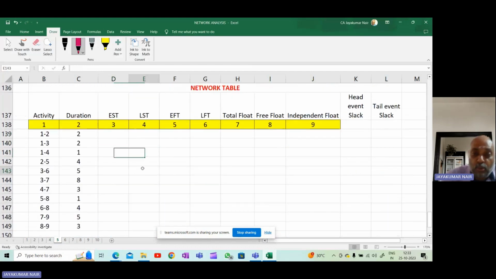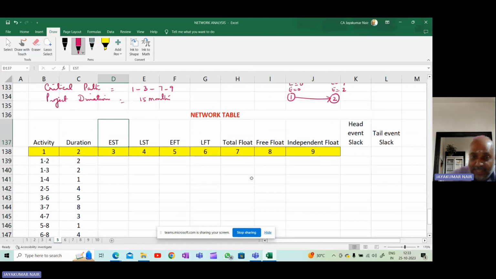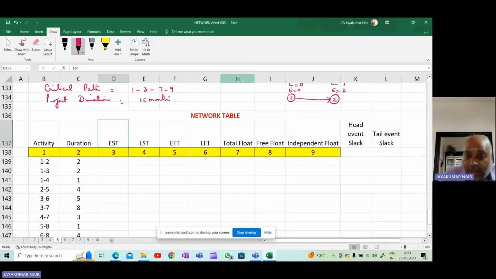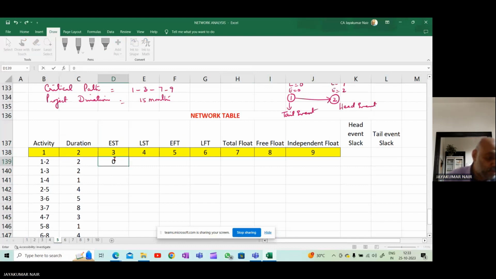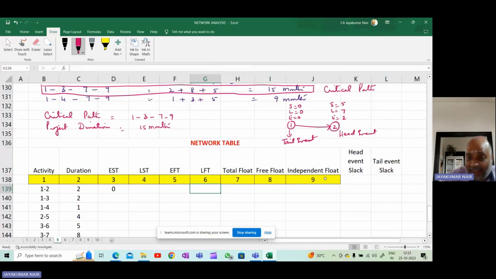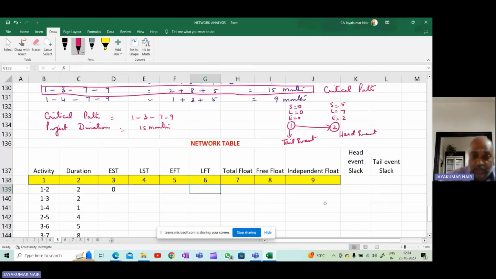So when you are writing it here, what is early start time? For the early start time, you see the tail event. This is known as the tail event, and this is known as the head event. For every activity, the start one is the tail event, and this is the head event. So you see what is the E value of the tail event. E value is 0. And LFT is the head event L value. What is the L value? Late finish, so that is 7.